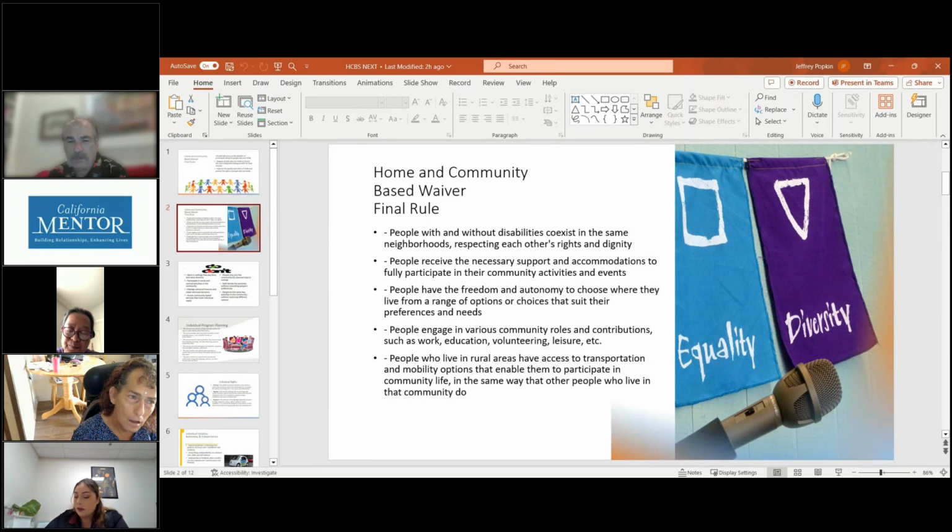People engage in various community roles and contribute, such as work, education, volunteering, leisure. Try to get your individuals involved in some sort of community activity. If you're involved, let's say, in a church, maybe there's some sort of volunteer service that your church does. They've adopted a roadway that they go out and help pick up the litter, or they do some sort of community service at a youth group. These are just examples. But think about this: we're only limited by our own creativity in terms of what we want to do, but we want to try to get clients involved in the community.